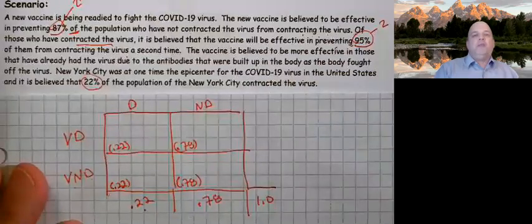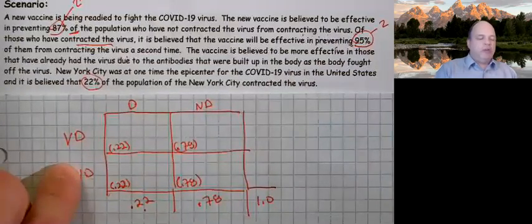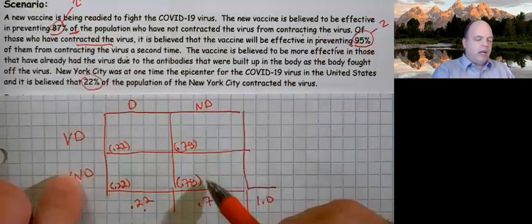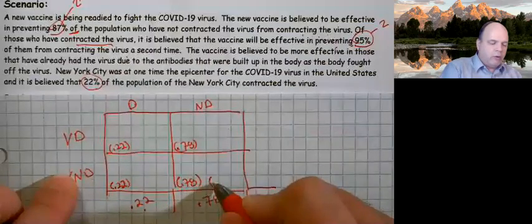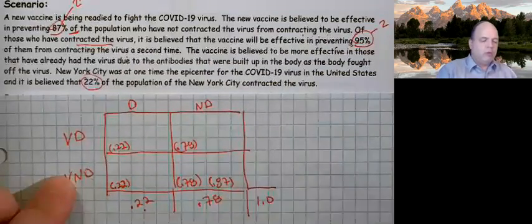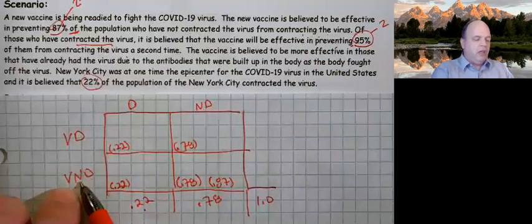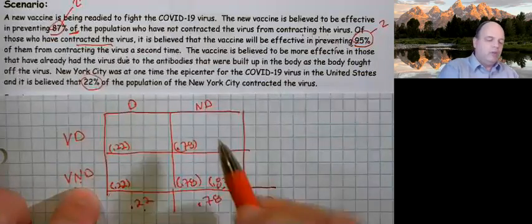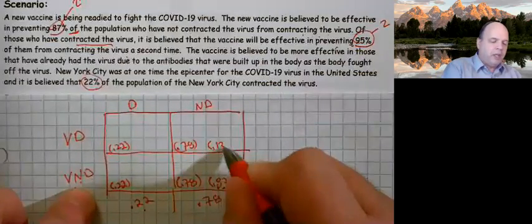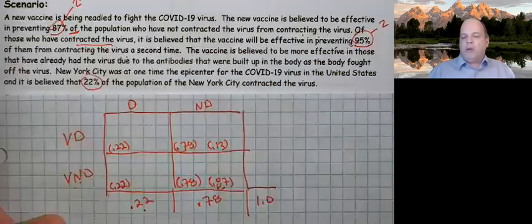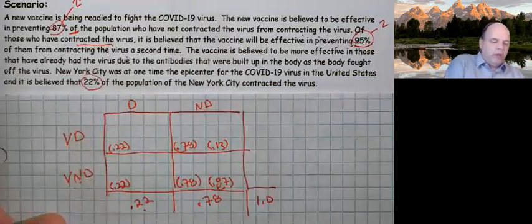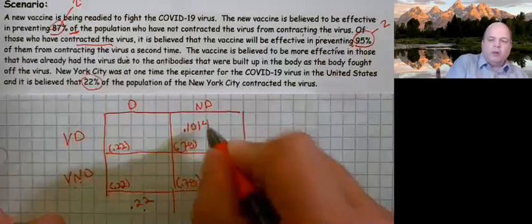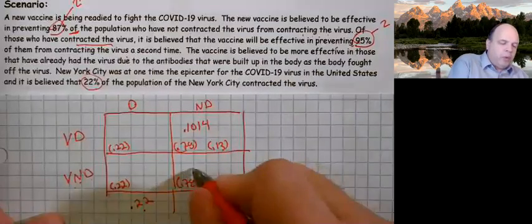So the vaccine is believed to be effective in 87% of the population who have not contracted. So no disease, not contracted, that's right here. All right, because this is vaccine and you don't get the disease, 87% chance if you haven't already had the disease. So this means this is 0.13. All right, I'm going to go ahead and multiply those out. When I multiply those out, I end up getting 0.1014.